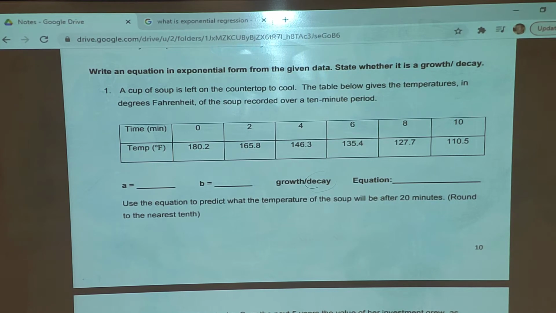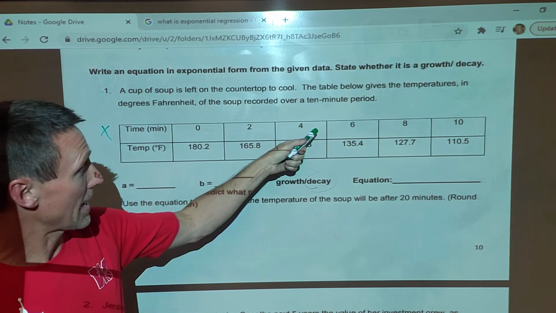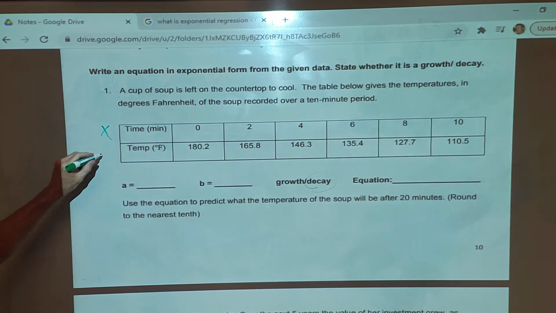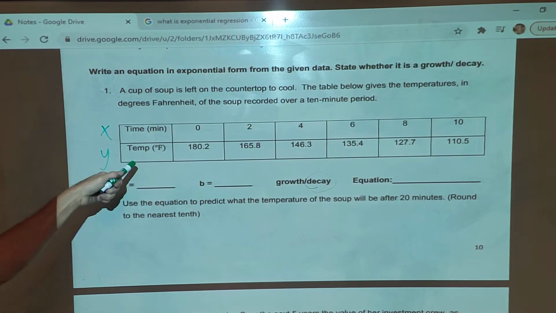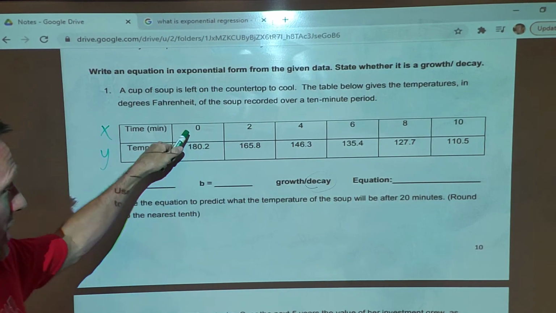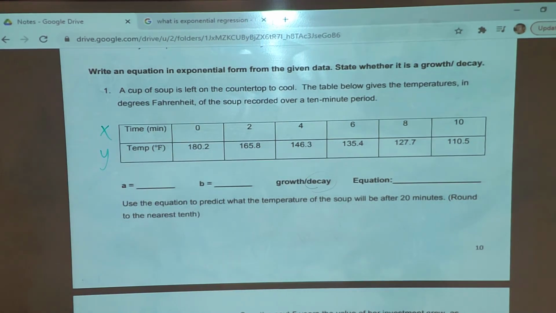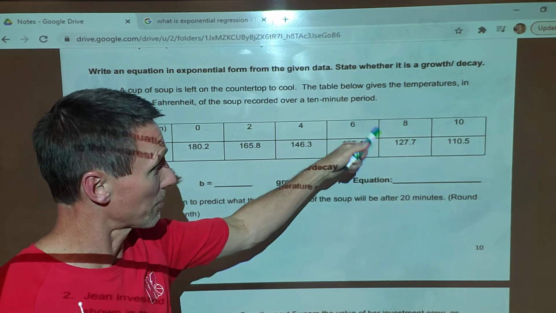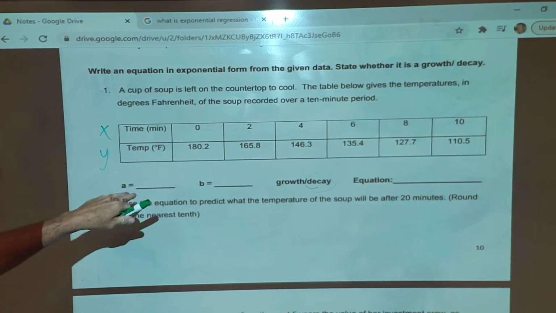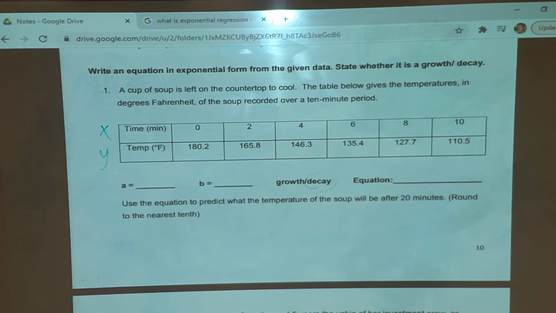So as I go to stat, hit enter, it's already on edit. Enter my x values under my L1. Once I've done that, I go to L2 to enter my y values. Again, make sure they match up across from each other. Make sure you type those in correctly. Again, one incorrect number will mess up your solution.